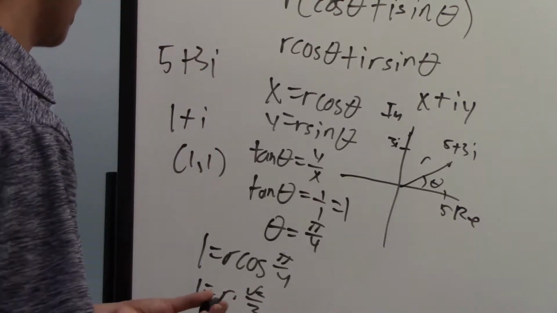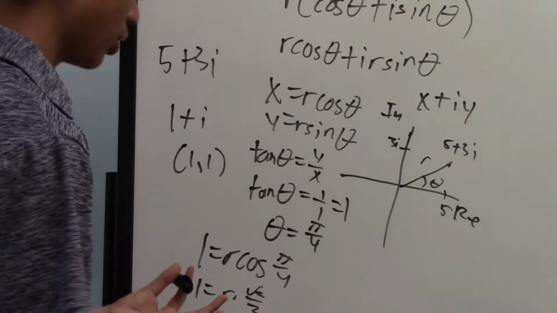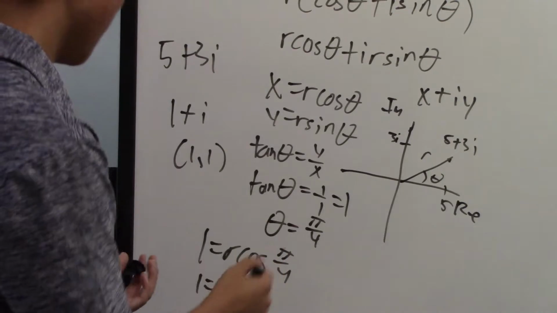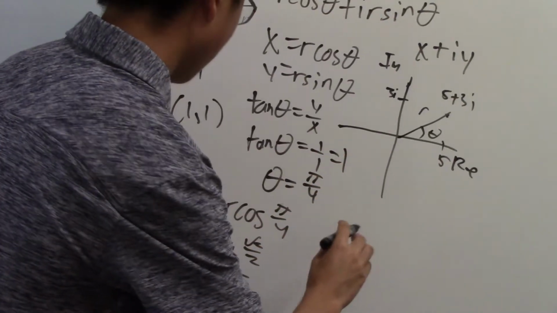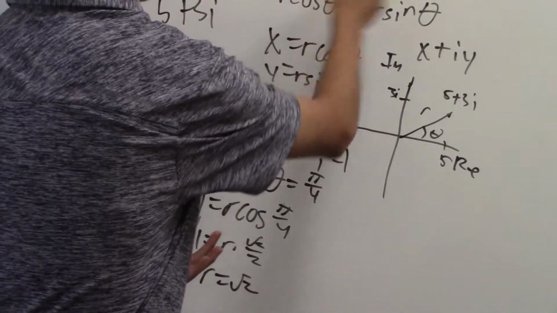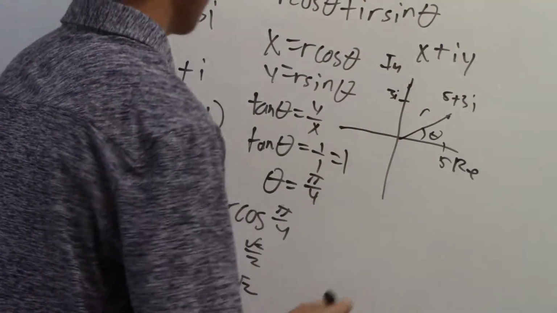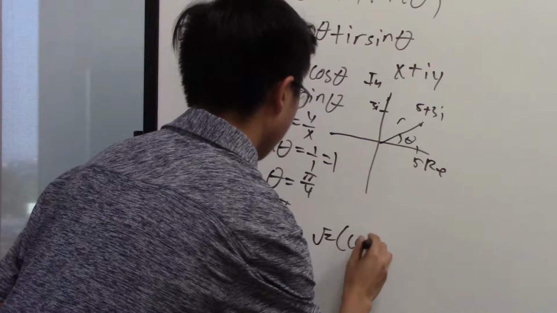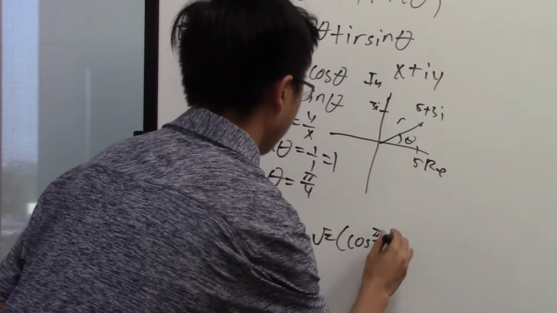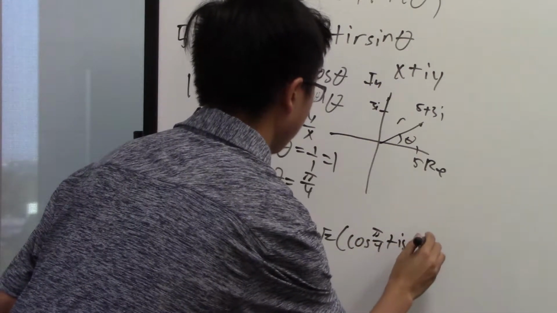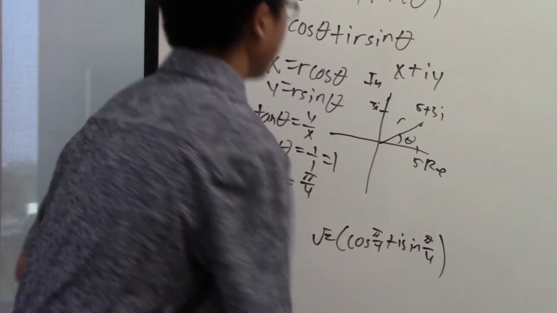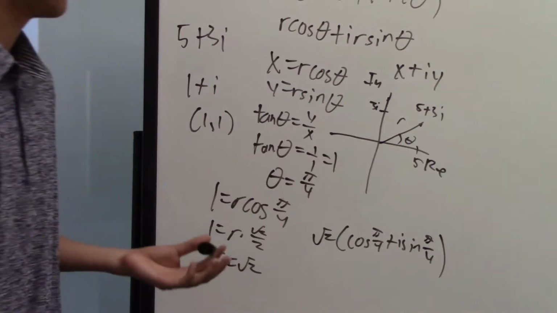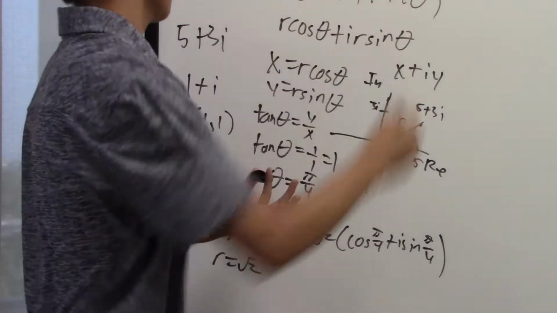So we can find the polar form of 1 plus i using r and theta. As we showed here, this is the polar form of a complex number: root 2 times (cosine of pi over 4 plus i sine of pi over 4). Alright, so now we know how to take the polar form of a complex number. So how does it relate back to DeMoivre's formula?